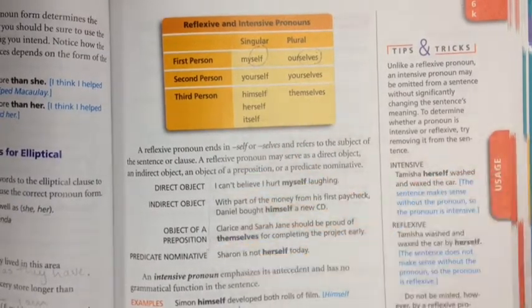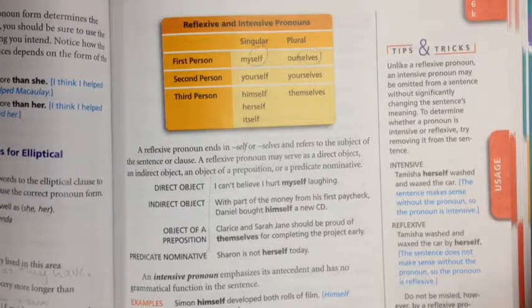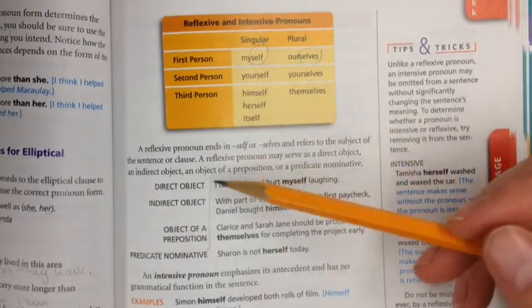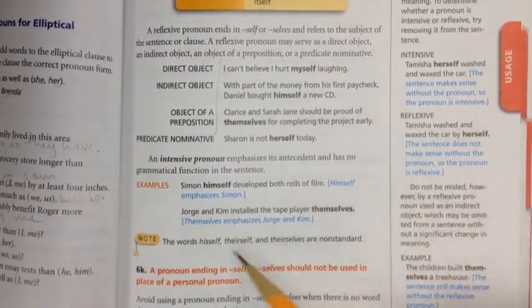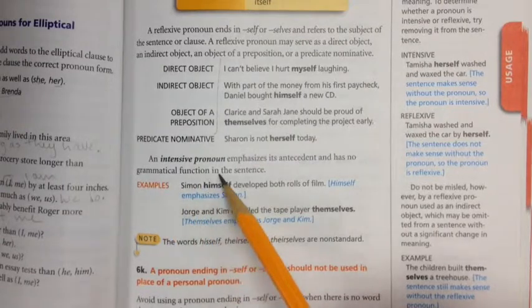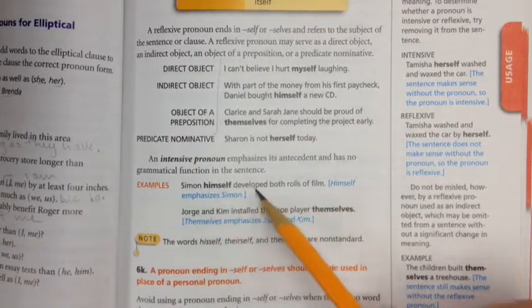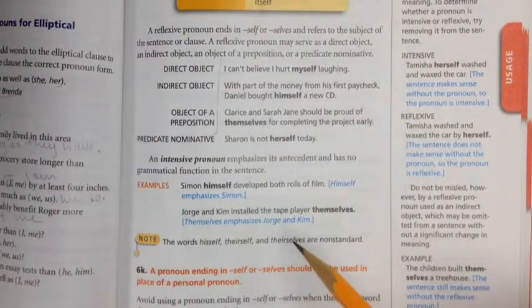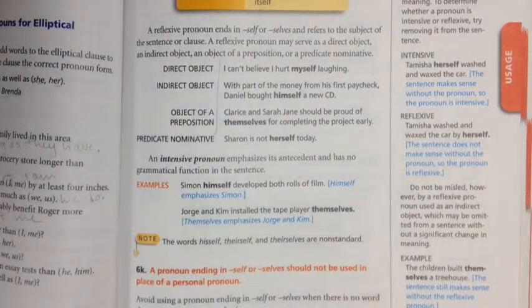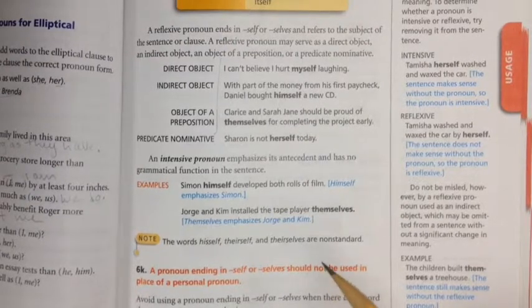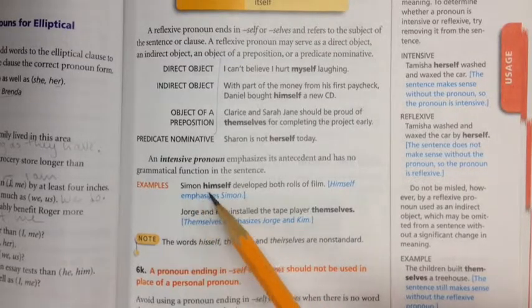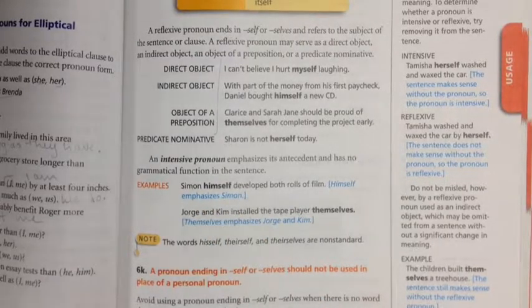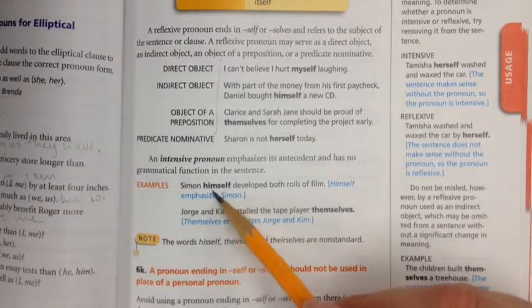They give you a bunch of examples here of ways that you can use them, and these are all reflexive usage. If you don't use it as an actual part of the sentence, you can use them as an intensive pronoun, and it has no grammatical function in the sentence. That means it only exists there to create what's called tone. And tone is your attitude. So if you want to add a little attitude to your sentences, you can throw in an intensive pronoun like this example: Simon himself developed both rolls of film. You put a little attitude here by putting himself, by saying, look at Simon, he's awesome. He did it all by himself.